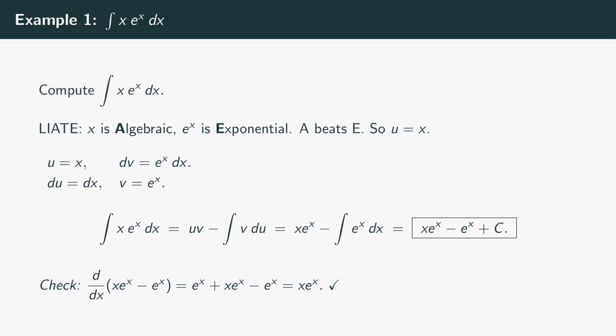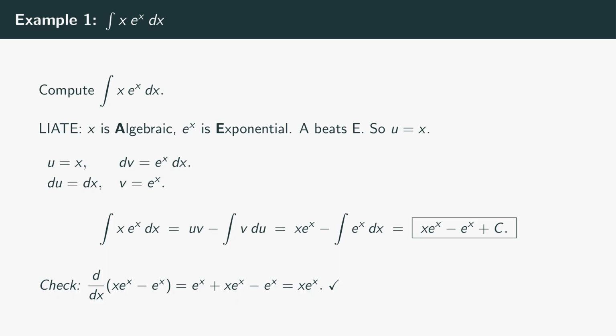Now build the table. u equals x, so du equals dx. dv equals e to the x dx, so v equals e to the x. The antiderivative of e to the x is itself, no constant needed at this stage. Plug into the formula. Integral equals uv minus integral of v du. That's x times e to the x minus the integral of e to the x dx.